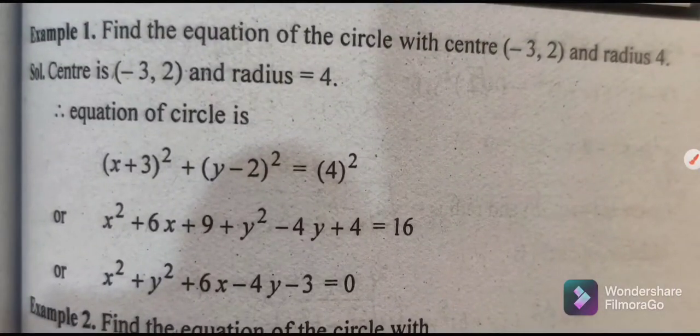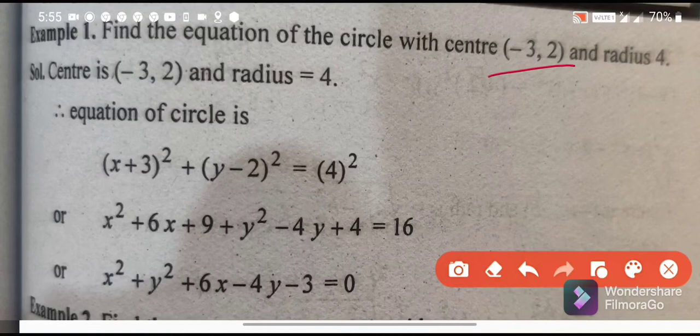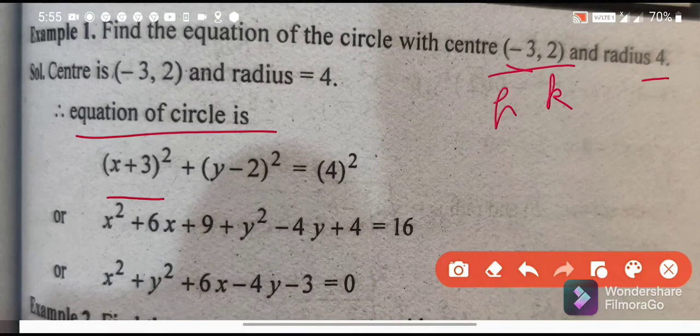Now let us solve some examples related to standard and central form. Find the equation of the circle with center (minus 3, 2) and radius 4. Now center is given, that is h is equal to minus 3 and k is equal to 2, and radius is given 4. Now the equation of the circle according to the formula: x minus h, and h is equal to minus 3, minus minus is plus, that is (x plus 3) whole square, plus (y minus k), that is (y minus 2) whole square, is equal to radius square, 4 square.